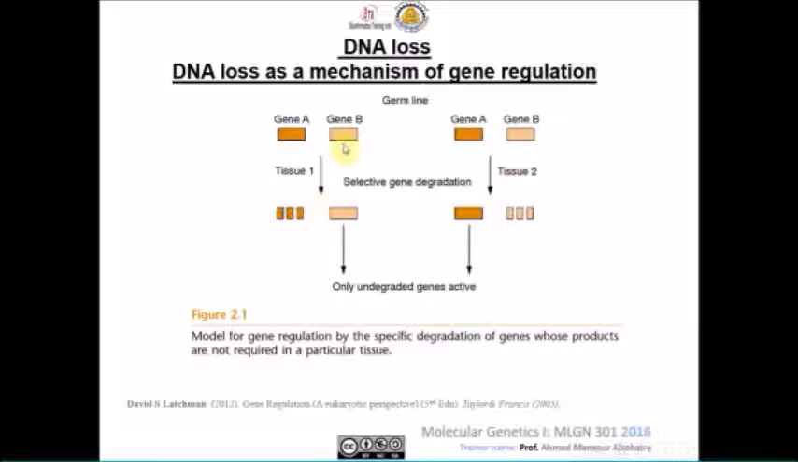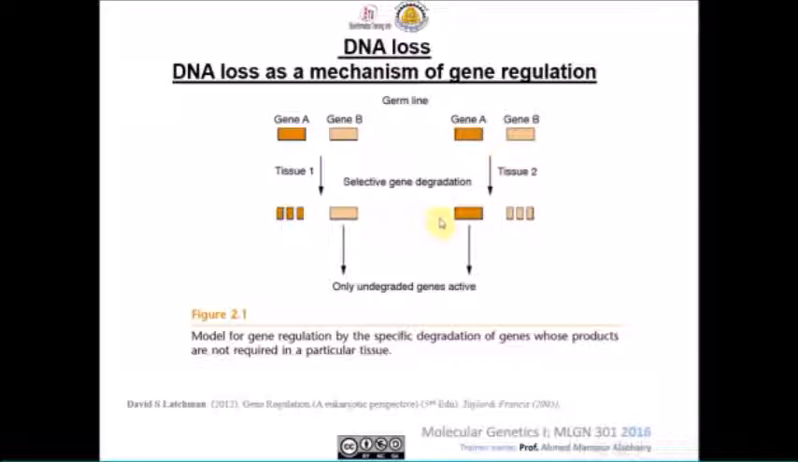So they put forward a model, and they wanted to know whether this model is real or not, whether it works or not. In the model, gene A and gene B are in a specific tissue, tissue number 1. If we don't need gene A in this tissue, this gene will be degraded, but gene B will stay, and would only be degraded if we don't need it in that tissue. At the same time, in tissue 2 we need gene A but don't want gene B, so we simply discard gene B, it will be degraded.